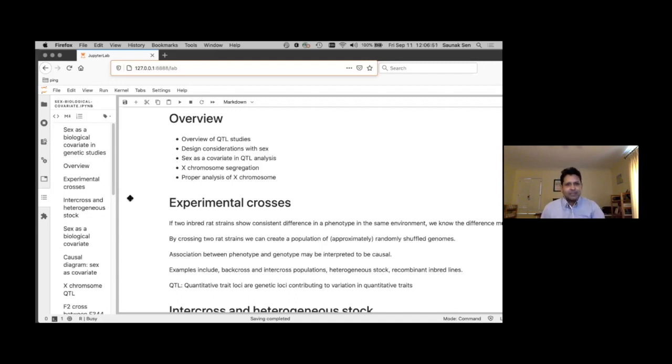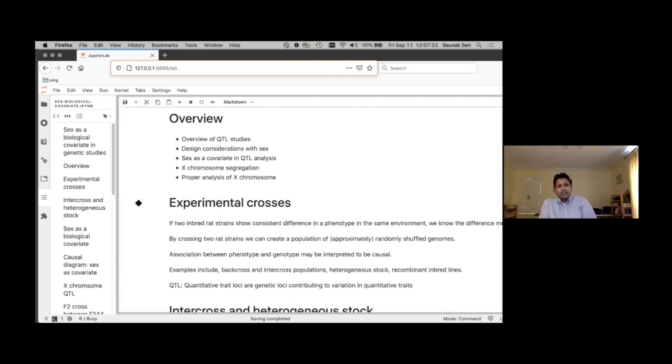The things to consider for us are: what are the design considerations and what are the analysis considerations when we are thinking about sex as a biological covariate in QTL studies. In particular, we will look closely at the structure of the X chromosome, because the X chromosome is what determines sex, and then examine its implications for the proper analysis of the X chromosome. So that's the rough overview of what's in store.